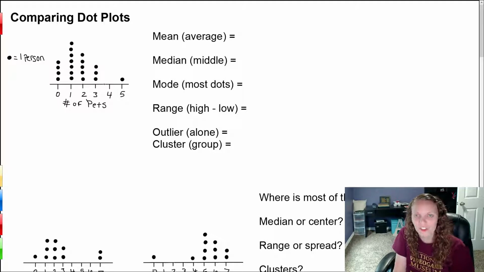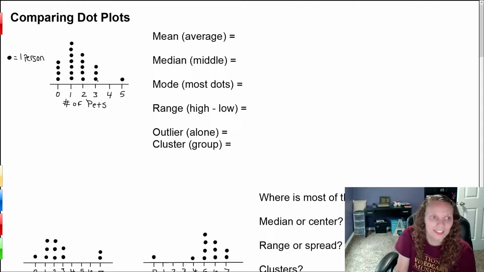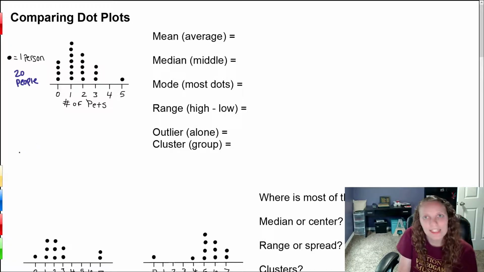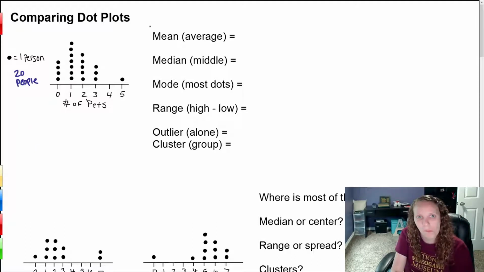So let's first figure out how many people are even included on this dot plot. 4, 8, 9, 10, 11, 12, 13, 14, 15, 16, 17, 18, 19, 20. So 20 people were asked, how many pets do you have at your home?